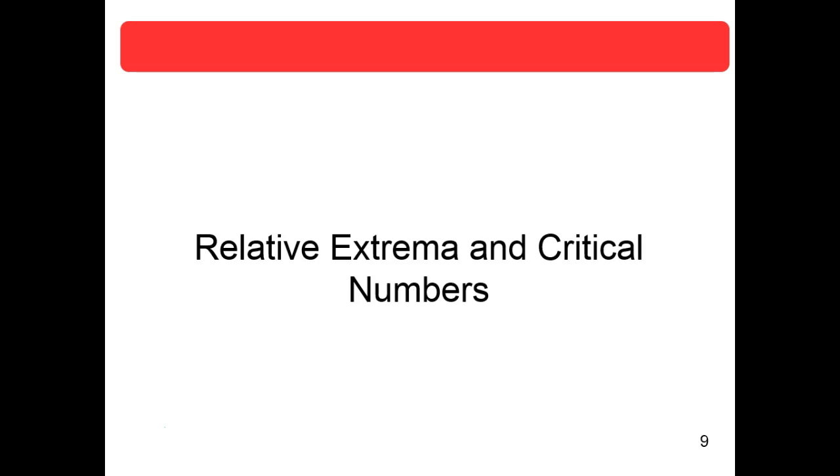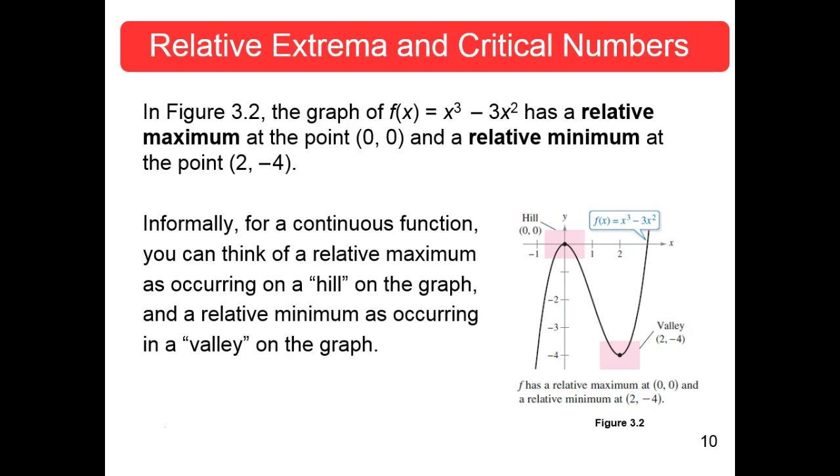Now let's look at relative extrema and critical numbers. Now, if you wondered why they called that c in that interval, here's why. Okay, this is called the critical number. So they didn't tell you that beforehand, but it is. In this figure, the graph of f of x equals x cubed minus 3x squared, there's a picture of this graph, has a relative maximum at the point 0, 0.